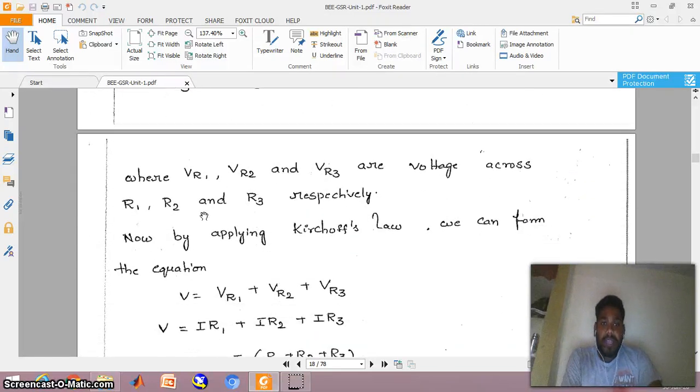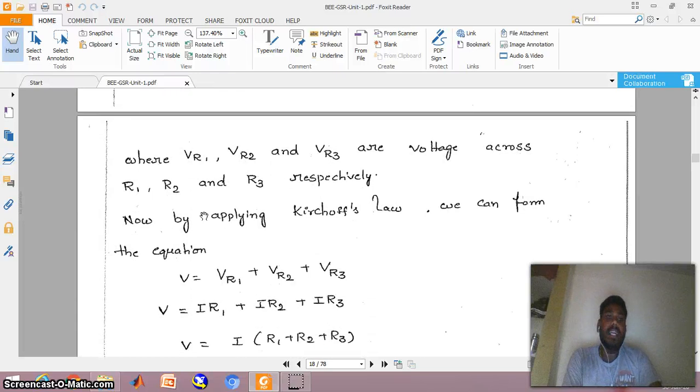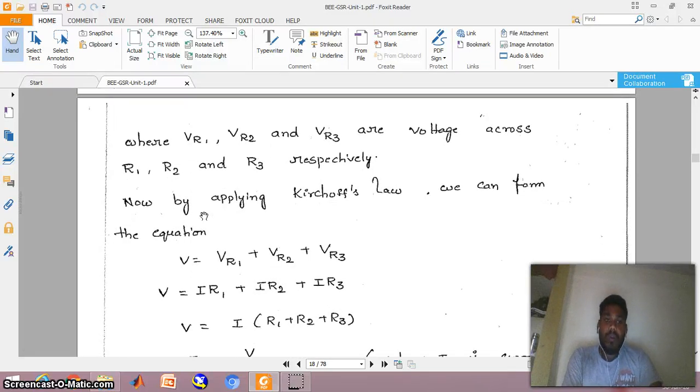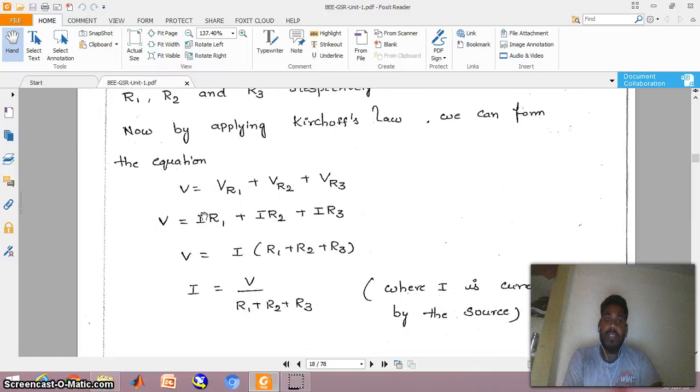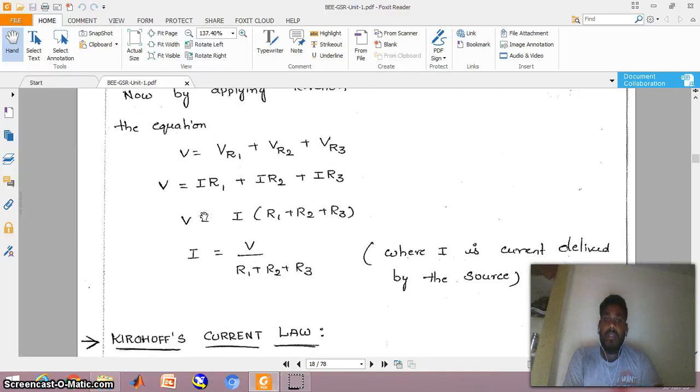Where VR1, VR2, VR3 are voltages across R1, R2 and R3 respectively. Now by applying Kirchhoff's law, we can form the equation V is equal to VR1 plus VR2 plus VR3. Substitute in that equation: VR1 is equal to I into R1, VR2 is equal to I into R2, VR3 is equal to I into R3.